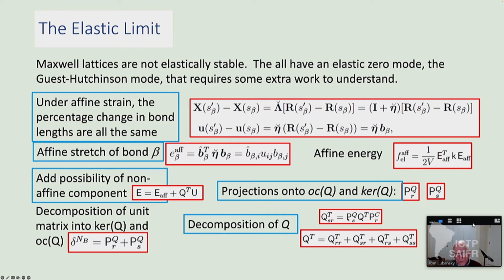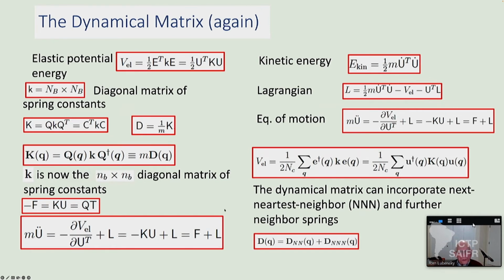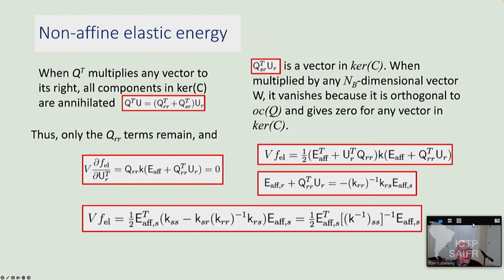I can break it up into parts RR. These are all of the components that lie in the orthogonal complement. QSS, all of them lie in the kernel, and then you have the cross multipliers. So we can now, that's the wrong direction. So QT times U is the QTRR plus QTSR times UR.